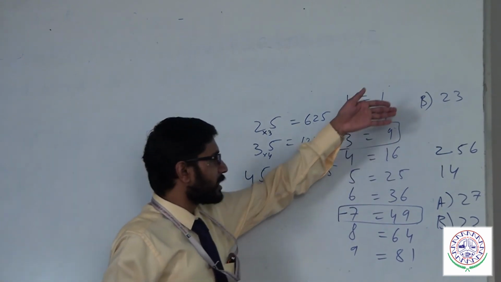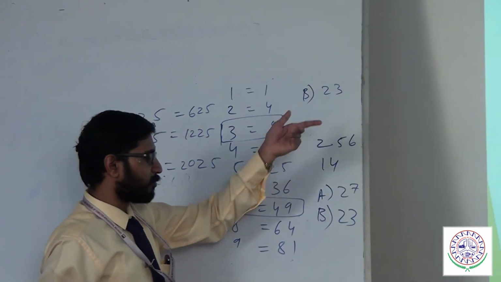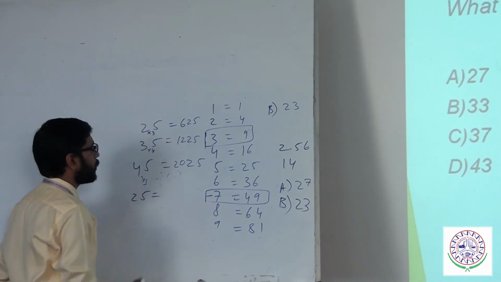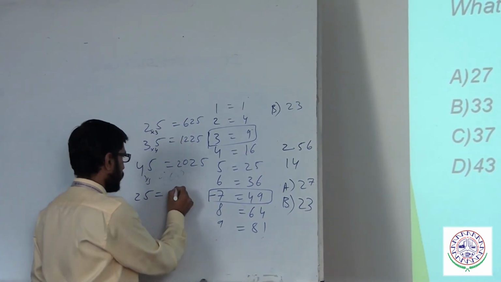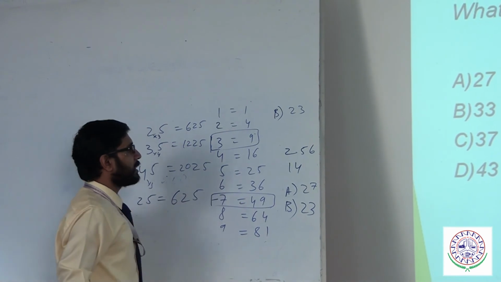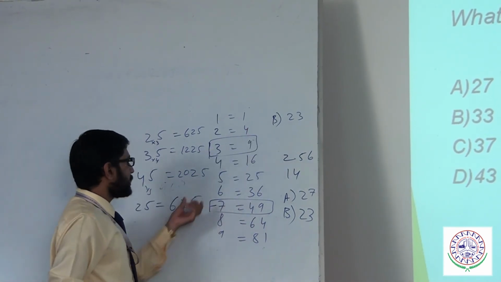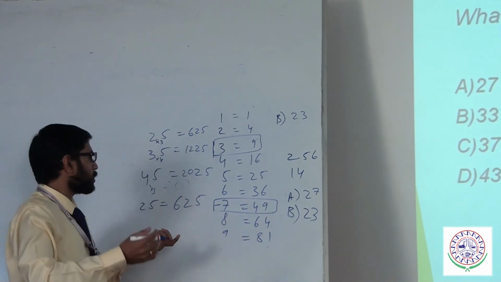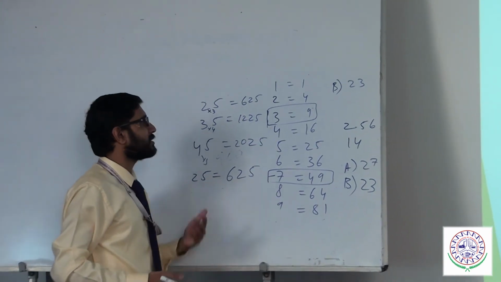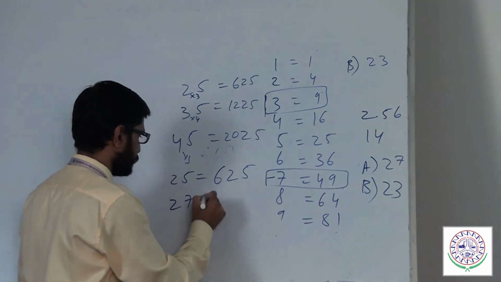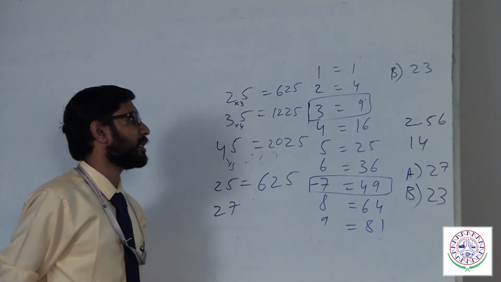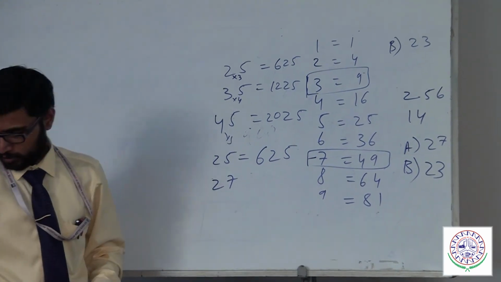So even if there is a conflict between 23 and 25, take the square of 25. 25 square is 625, and 729 is a little more than 25 square. So the answer will be 27. The answer for this question will be 27. You can easily do it. Take the next question.